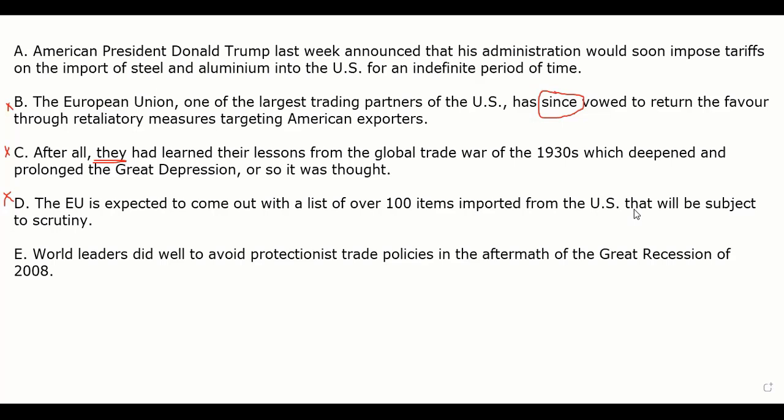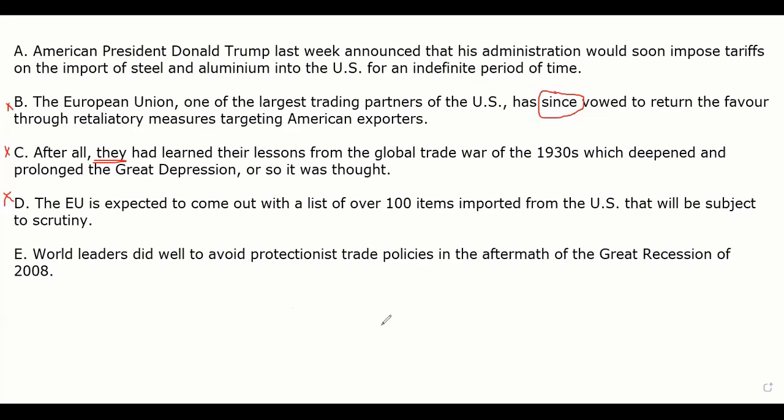Read everybody. A: American President Donald Trump last week announced that his administration would soon impose tariffs on the import of steel and aluminum. E: World leaders did well to avoid protectionist trade policy in the aftermath of the Great Recession of 2008. Both A and E create context and introduction, so how do we choose between them? Sir, in A it says "last week," so we don't know which week. So I think A can't come first.